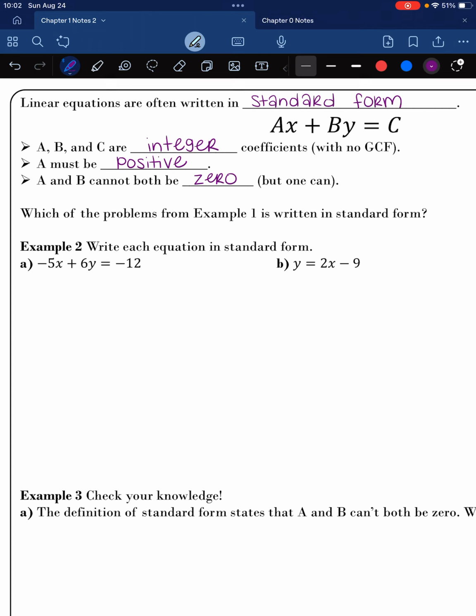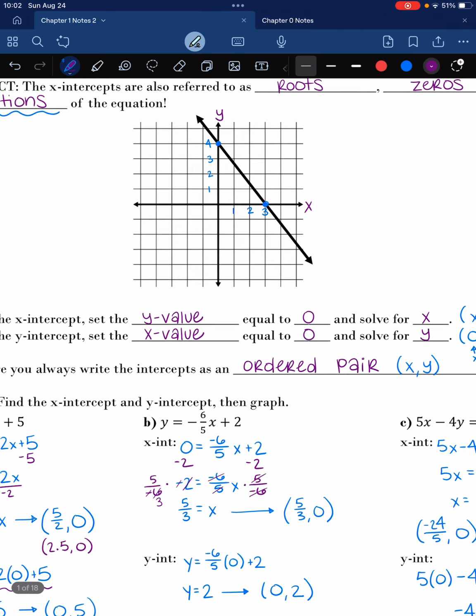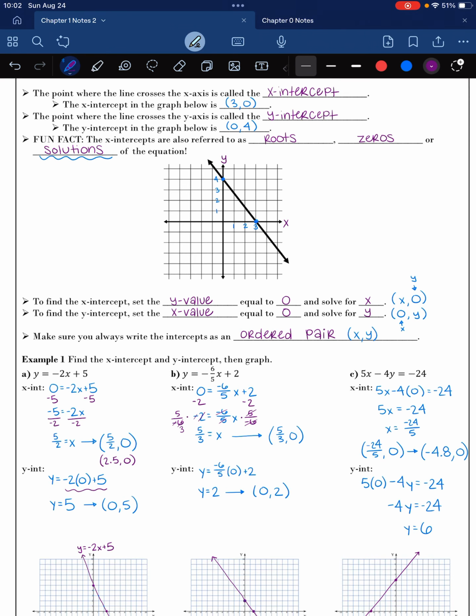Okay, so which problem from example 1 is written in standard form? Let's pop back and look. So example 1, we have this one. We talked about this is in slope-intercept form. X and y are on different sides of the equation. I could rewrite this so it's in standard form by adding 2x to both sides, but the question didn't ask me to rewrite, it just asked which one's already in standard form. Okay, so again, b is still in slope-intercept form, and it also has a fraction, so that's definitely not in standard form.